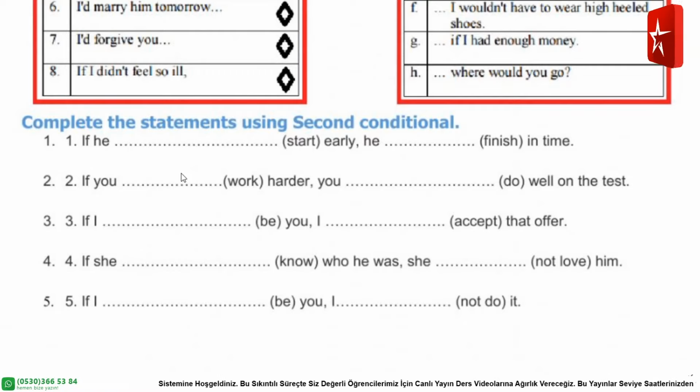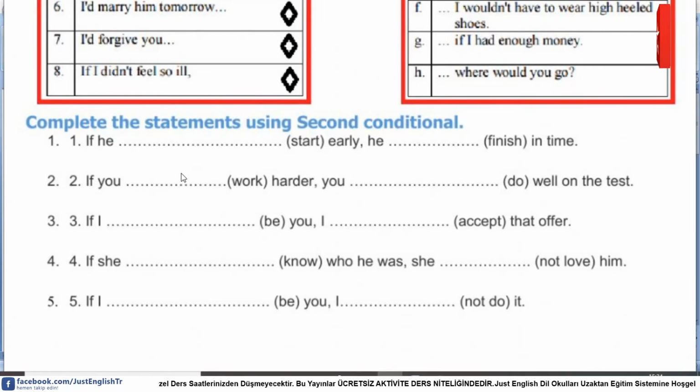And the number 5, the last one. If I were you, I'm waiting for your answers. I wouldn't do it. Yes, number 5. If I were you, I wouldn't do it. Great.